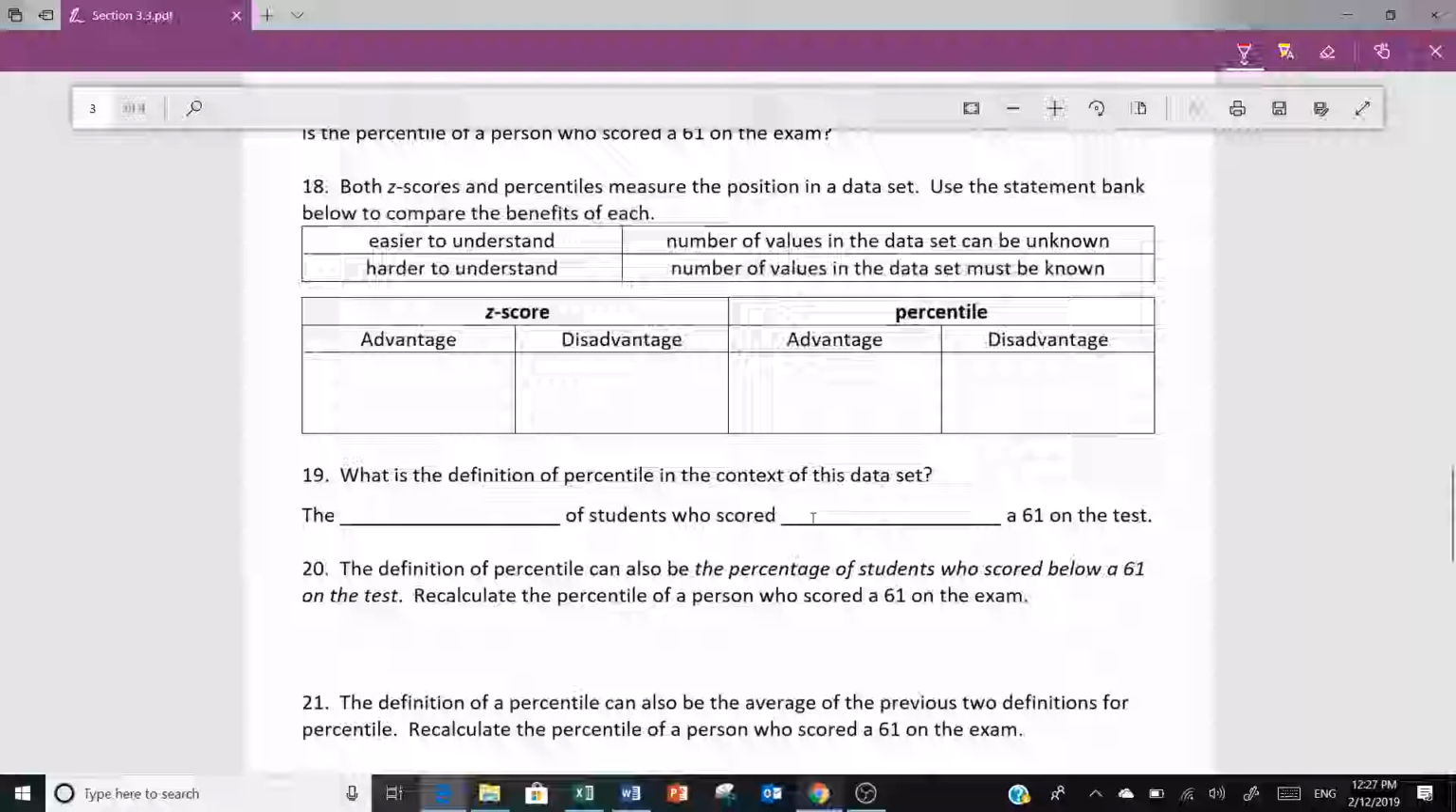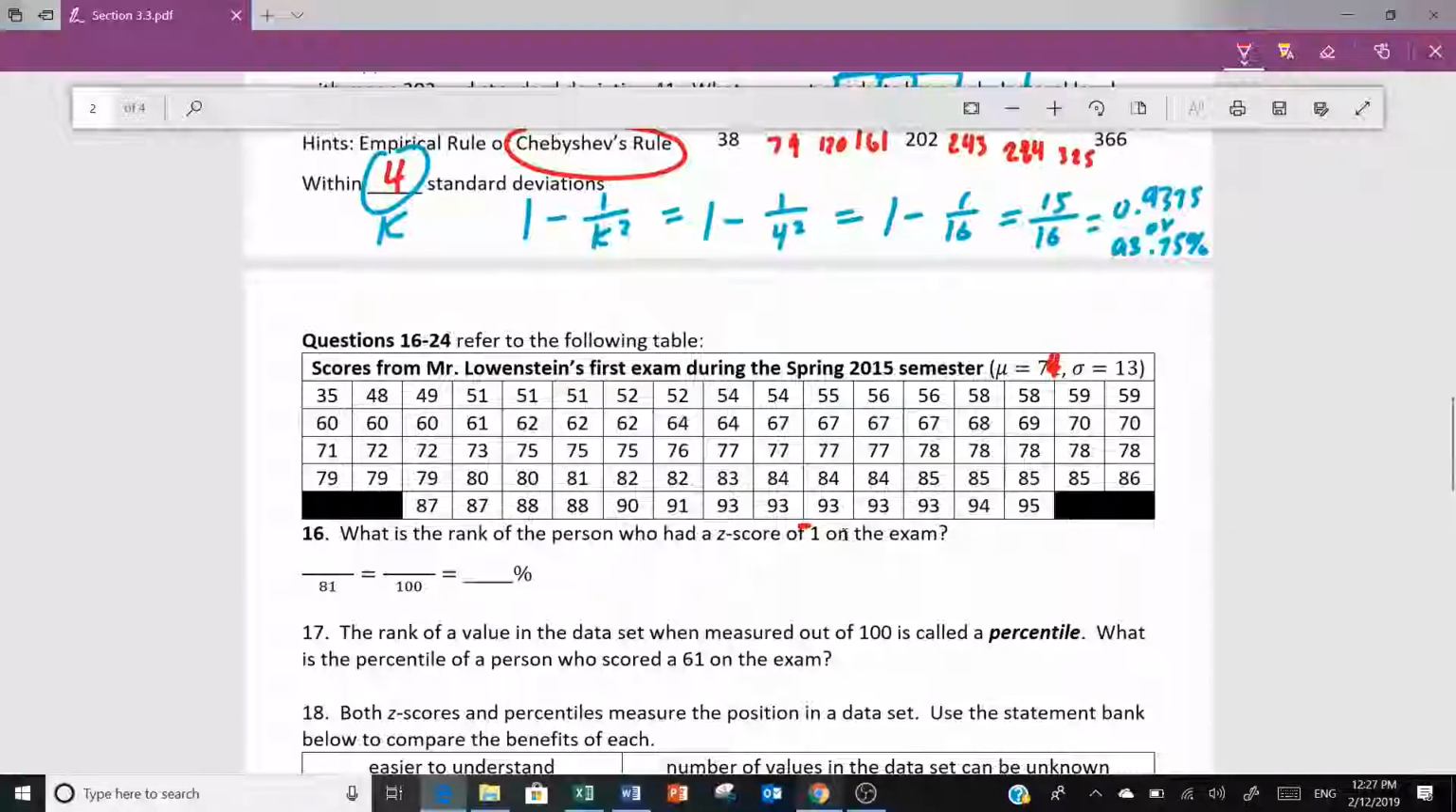I changed it to a -1 here. 74 is just the mean. Okay, if we have a z-score of -1, we subtract 13 from 74. What happens if we subtract 13 from 74? 61. So do it with 61.